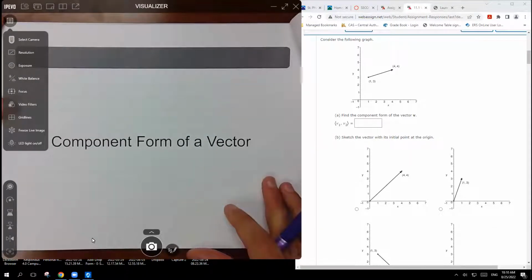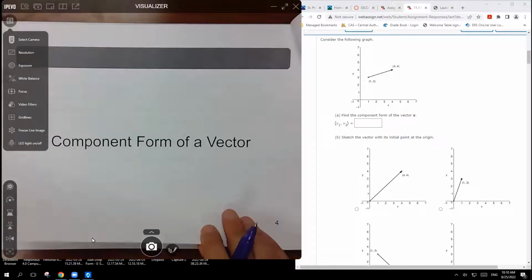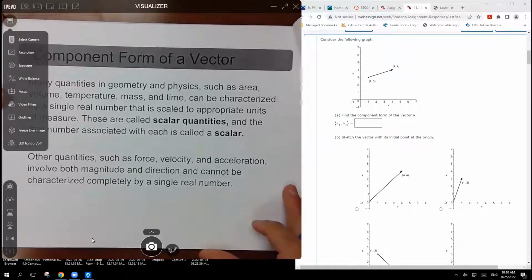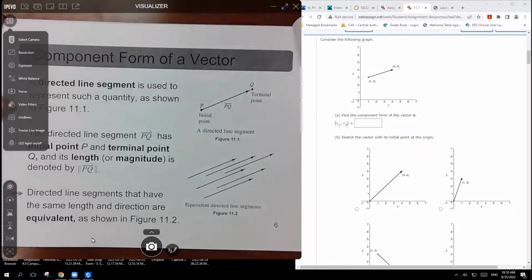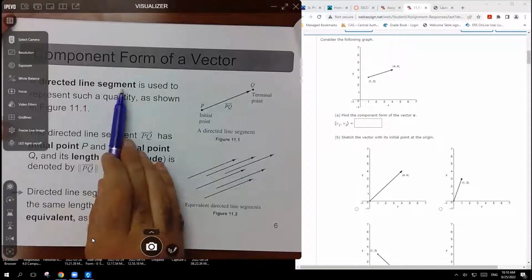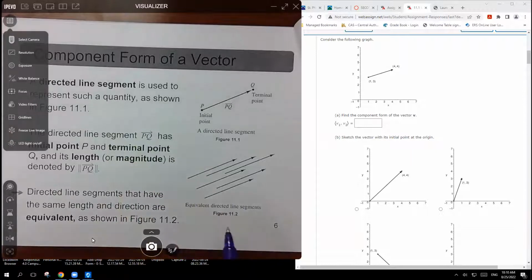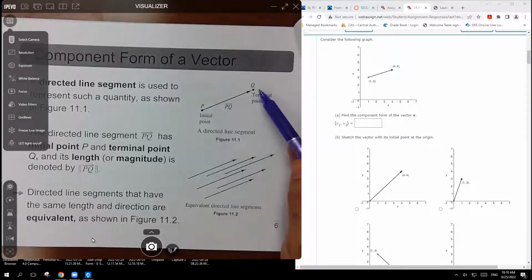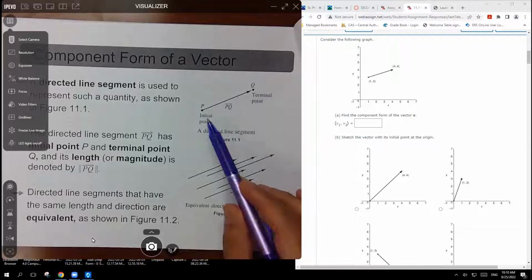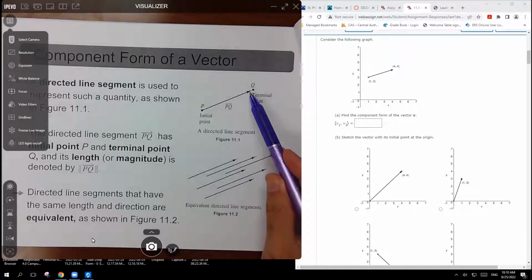And the component form of a vector. How is going to be the component form of the vector? So here's the vector space. A directed line segment is used to represent such a quantity as shown. We already took this one. It's a line between 2 points. This point is called the initial point, and this point is called the terminal point.